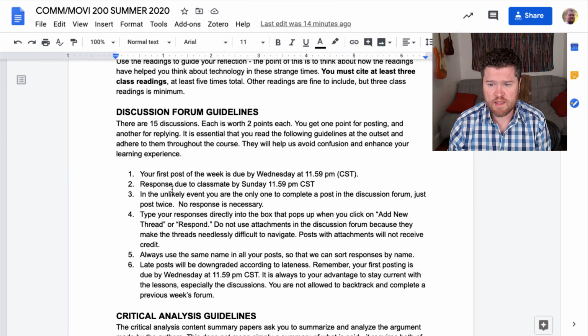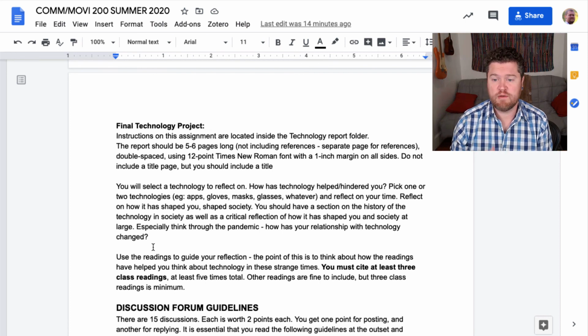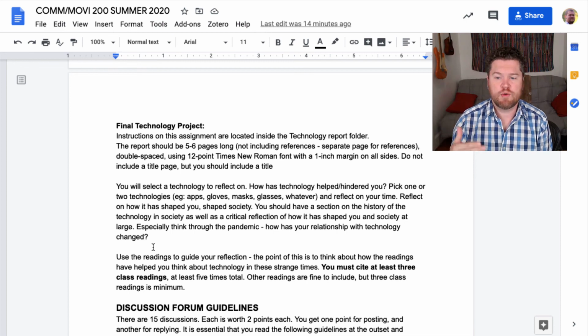And then the technology report is the final paper. It's 5 to 6 pages long. You're going to select a technology to reflect on. How has this helped or hindered you? And you have to cite at least 3 class readings for at least 5 times total, right? So 5 citations, at least 3 of the separate readings.